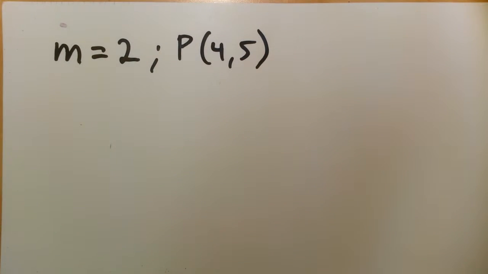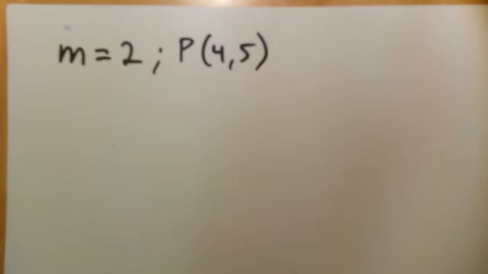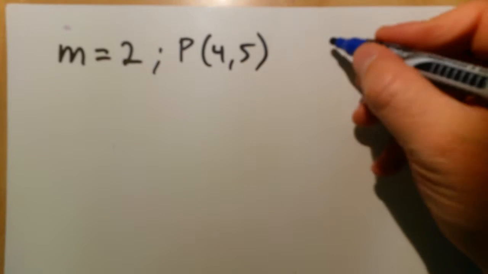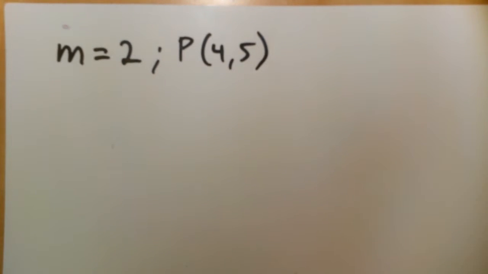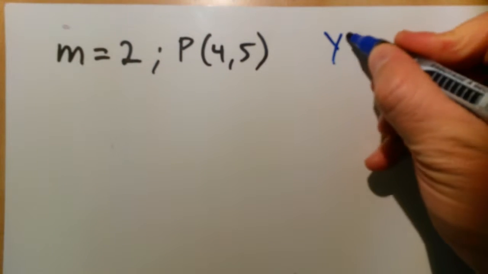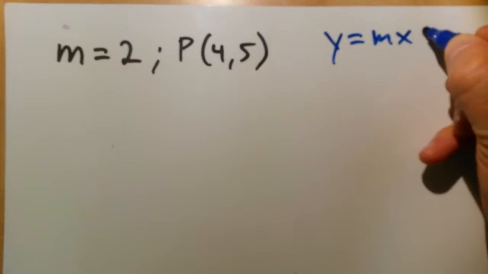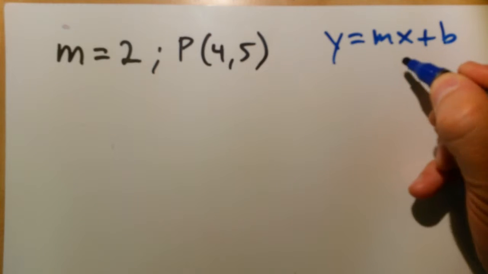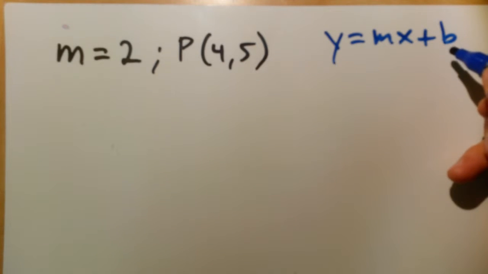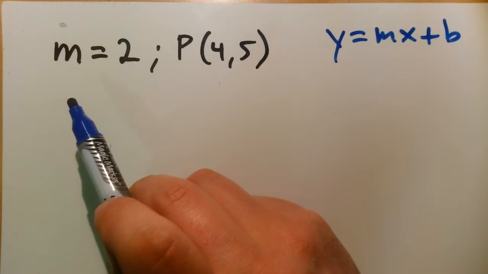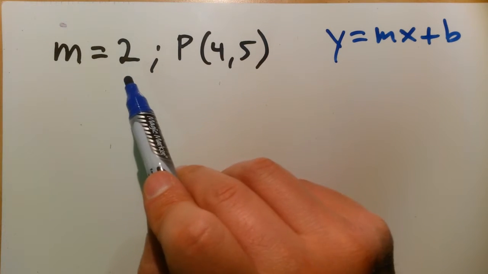Okay, so we know once again that the slope-intercept form of the line is y equals mx plus b. Let's write it down here as a reference. We know that m represents the slope and b represents the y-intercept. Well, let's figure out the equation of this line with this information.